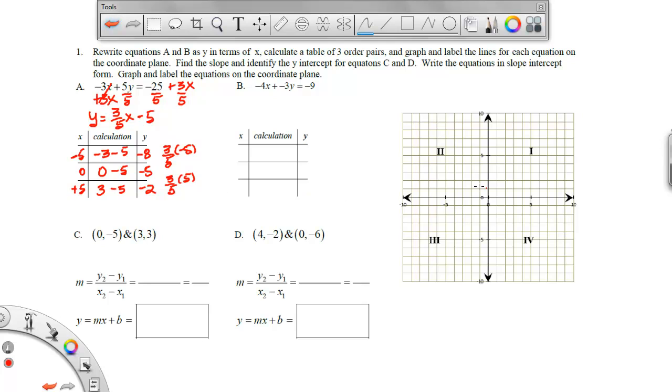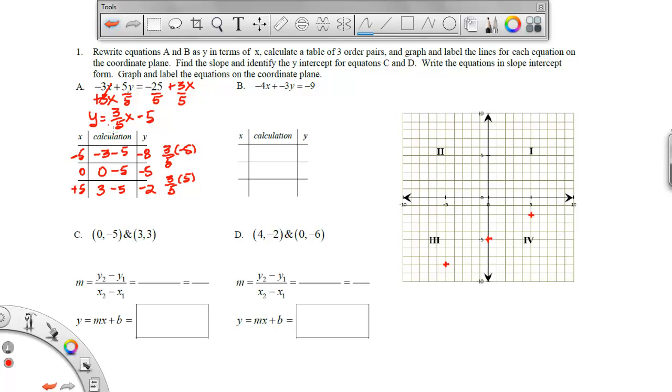So we'll go over here and graph this equation. I have negative 5, negative 8, which would be down here. I have 0, negative 5, and then I have 5 and negative 2.